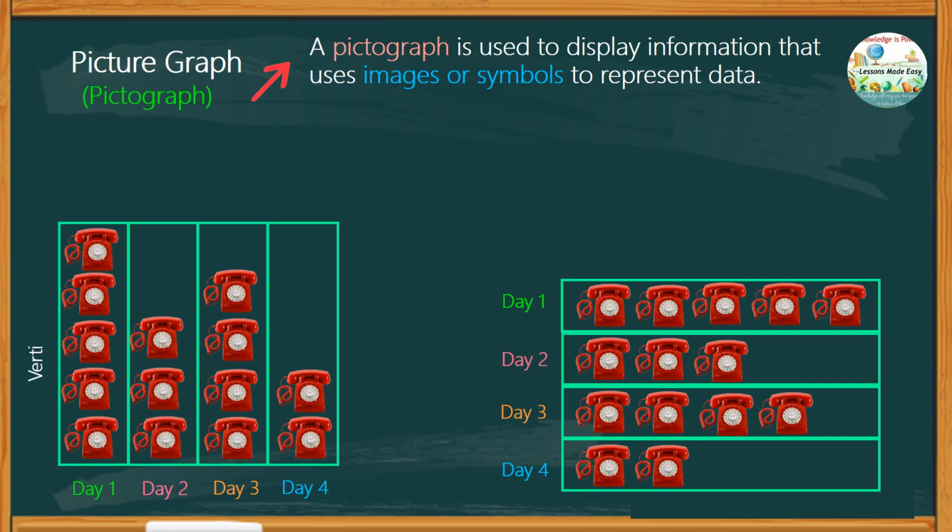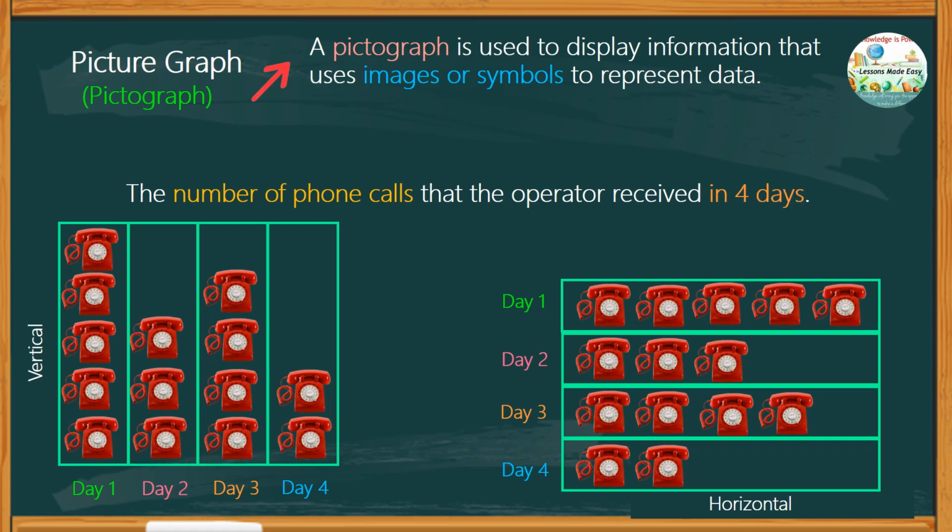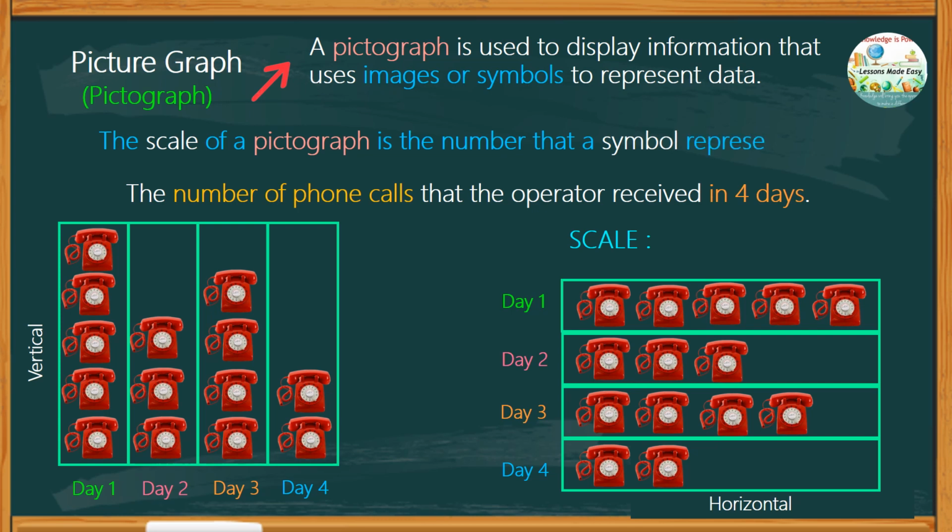We can do it vertically or horizontally, just like in the given examples. Both of the graphs show exactly the same information about the number of phone calls that the operator received in 4 days. Since a graph uses pictures, it is advisable to use a scale. The scale of the picture graph is the number that a symbol represents.